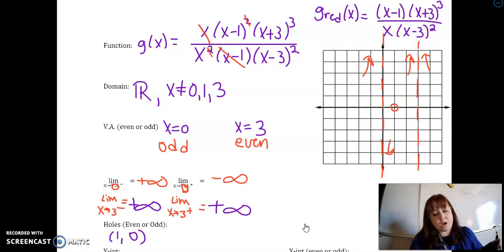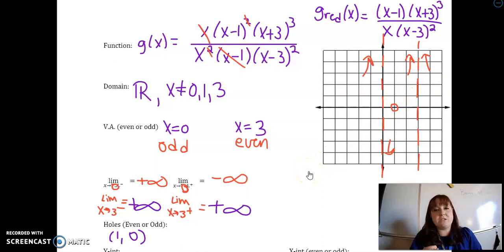And is it even or odd? Well, the factor that created this hole was an odd power. So this is going to be an odd hole, meaning it's going to go straight through. It's not going to bounce off and go back. So, which makes sense, right? Because that's the way the function has to go.